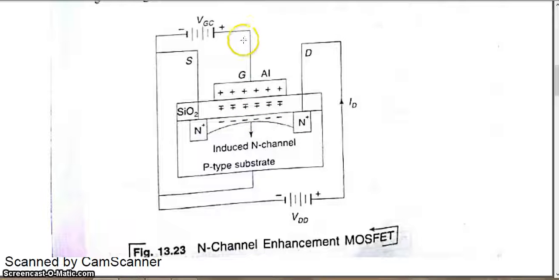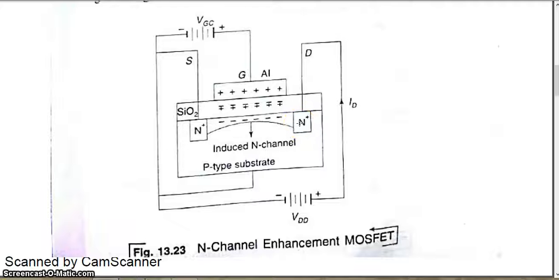As positive voltage is applied across this gate and source, the electrons will be flowing from source to drain, and it is called enhancement mode. That is, when you apply positive voltage to the gate, because of this positive voltage, more electrons will be flowing from source to drain.